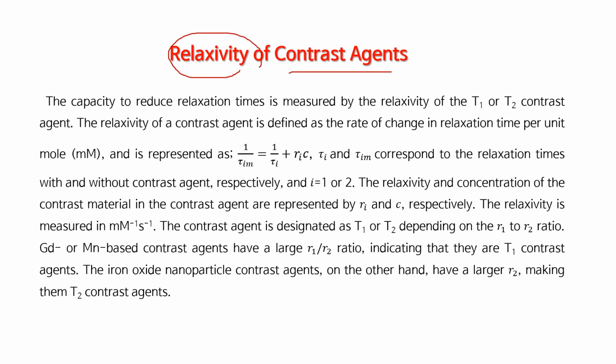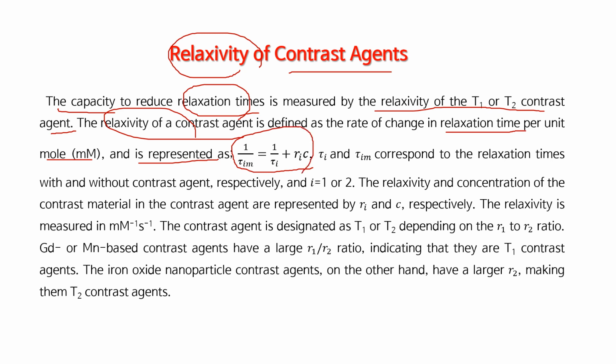The reactivity of contrast agents. The capacity to reduce relaxation times is measured by the reactivity of the T1 and T2 contrast agent. The reactivity of a contrast agent is defined as the rate of change in relaxation time per unit mole, and represented as this equation. Here, tau i corresponds to relaxation time with contrast agent, and tau i0 corresponds to relaxation time without contrast agent, and 1 and 2 represent T1 and T2. The reactivity and the concentration of the contrast agent are represented by Ri and C respectively.